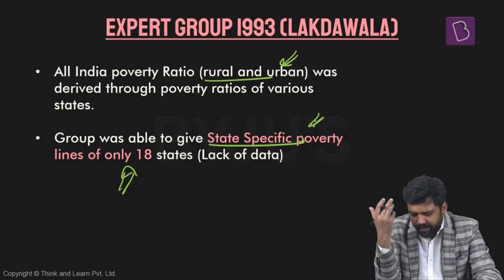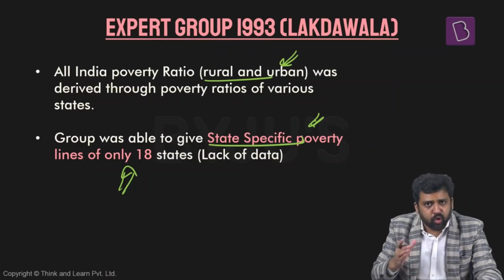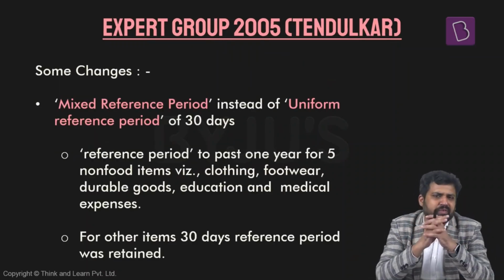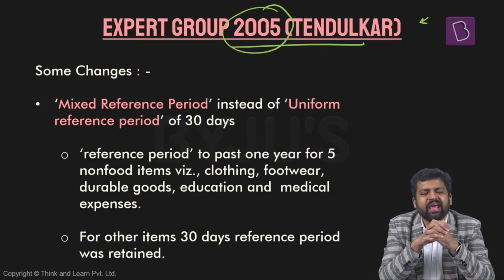So with rural and urban poverty rates, you are getting an idea, and you have state-specific poverty lines with the help of the Lakdawala committee's recommendations. So till 1993, this is how the picture looks. Now the next committee which was given the task of estimating poverty is the Suresh Tendulkar committee, and they came up with their estimates in 2005.